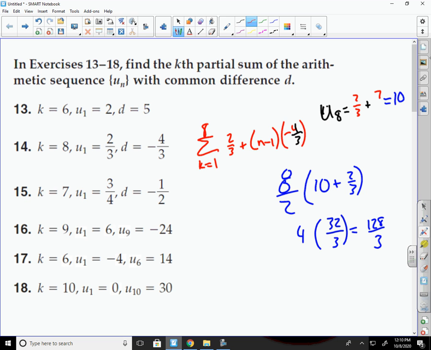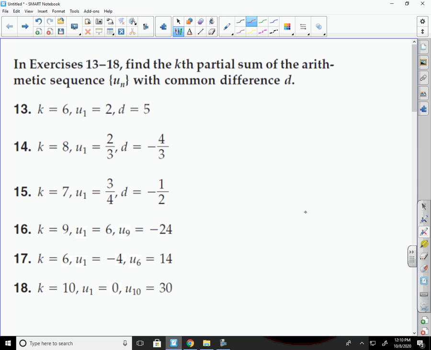Number 15. K equals 7. U sub 1 equals 3/4. Our difference is negative 1/2. So let's find u sub 7. U sub 7 equals u sub 1 plus 7 minus 1, that's 6, times our common difference, negative 1/2.